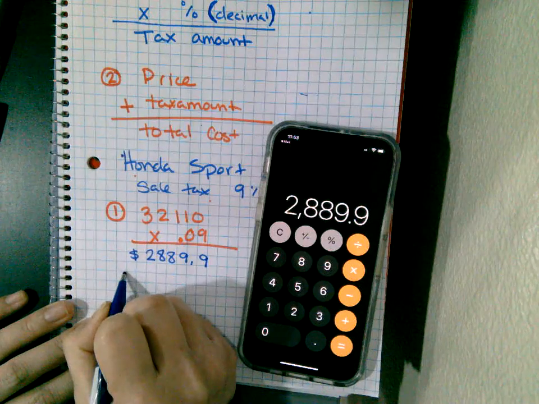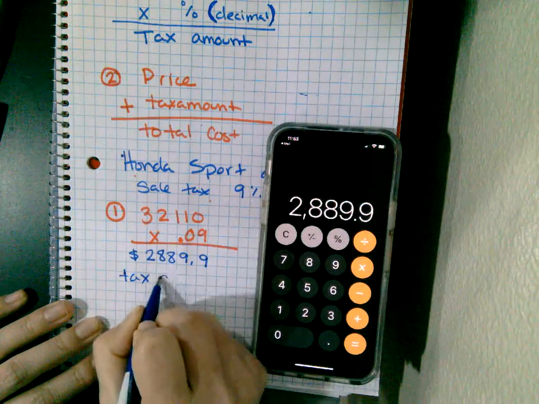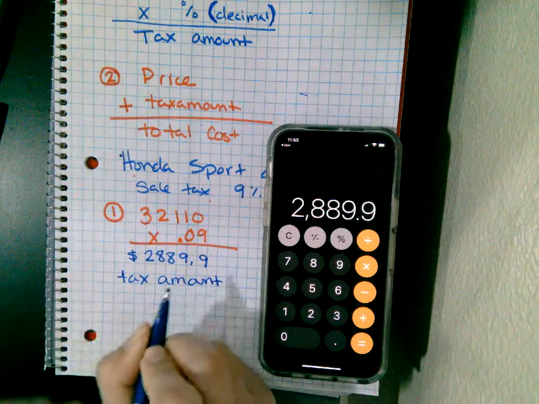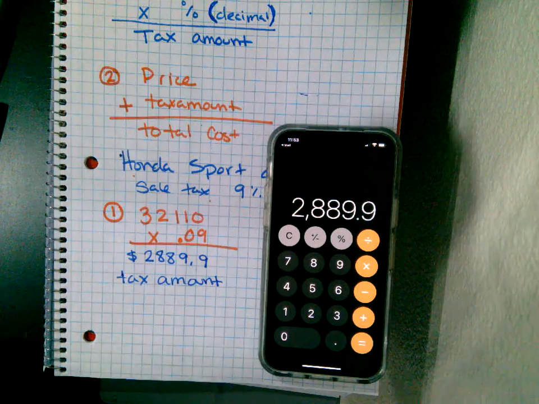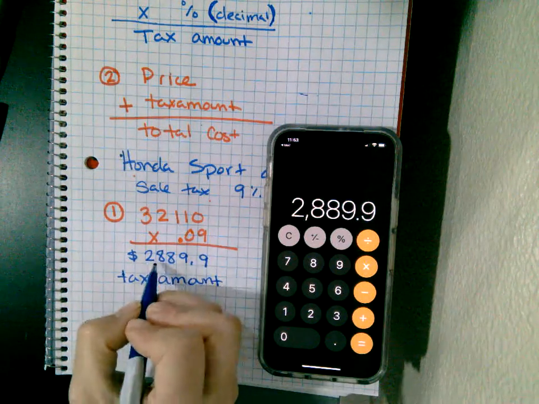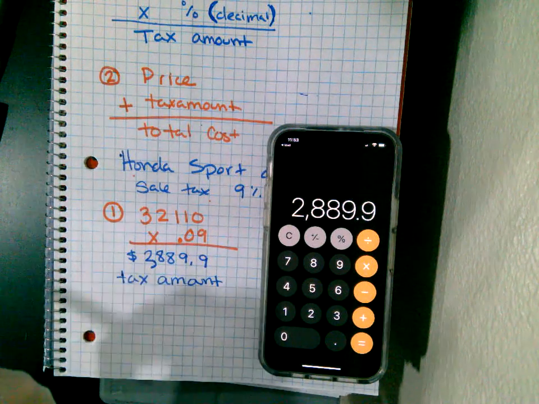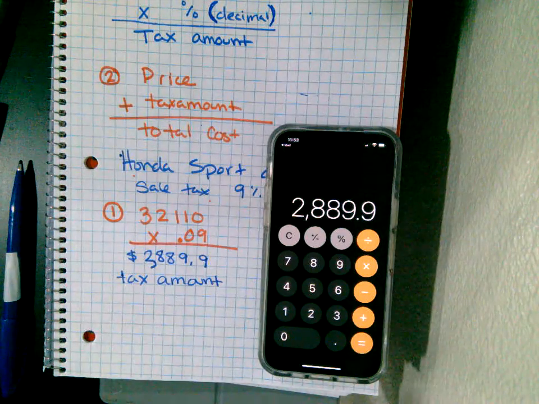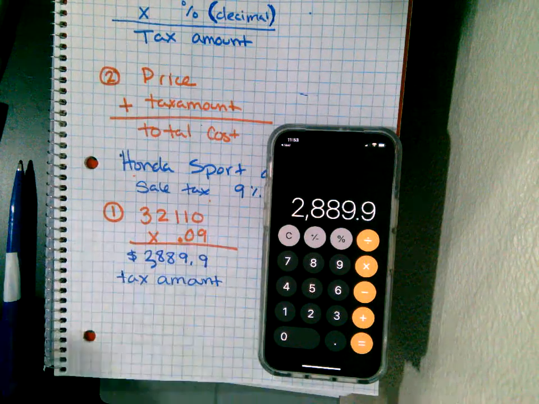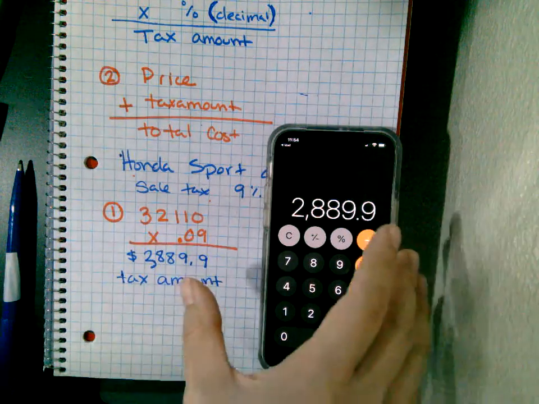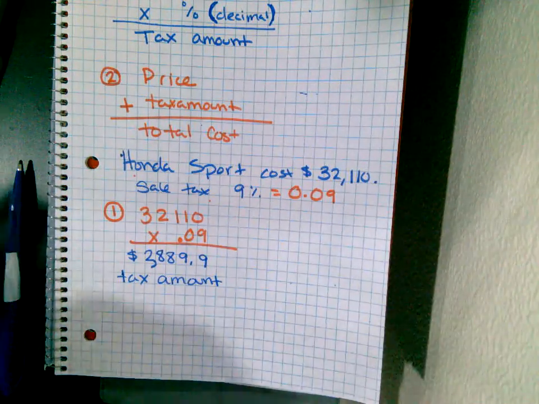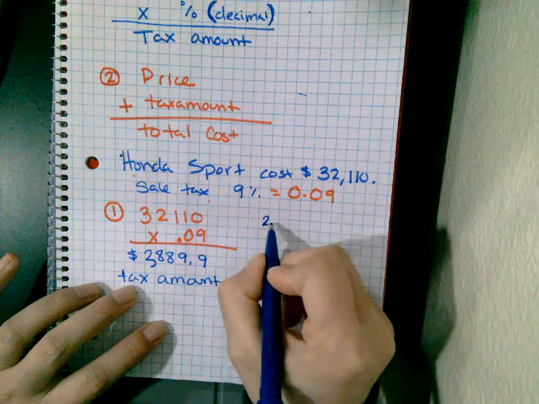So this is my tax amount. This is how much I'm going to pay just in taxes for this car. About $2,900 just in taxes. Imagine you've been saving all your life to buy your dream car, and you think it cost about $32,000, but you have to come up with a couple of $1,000 more. Crazy.